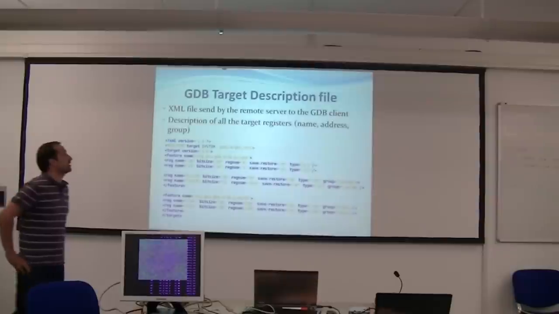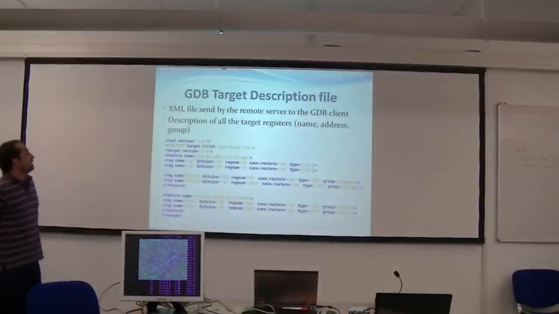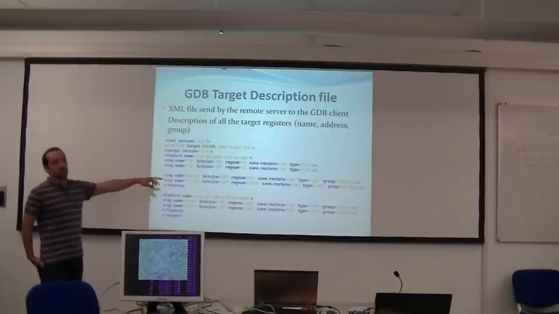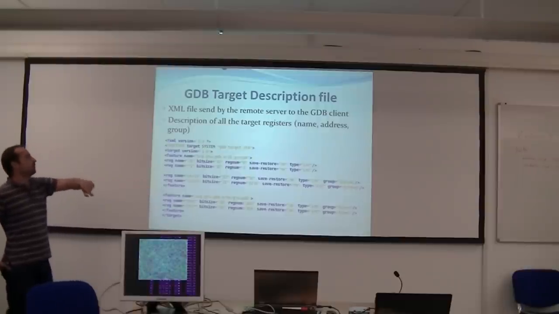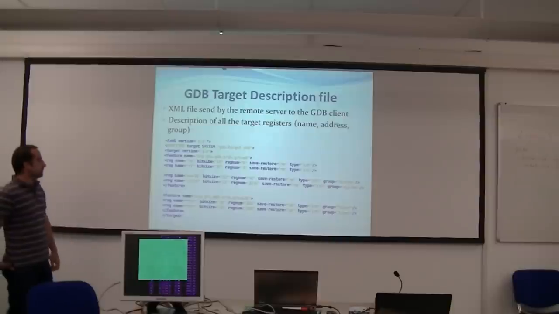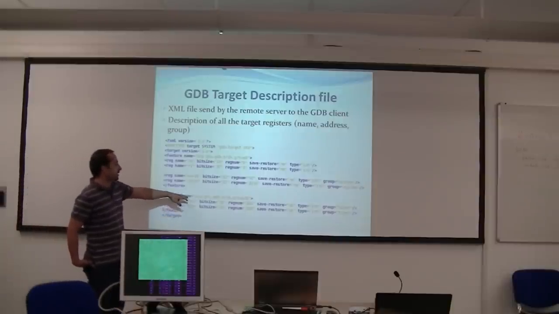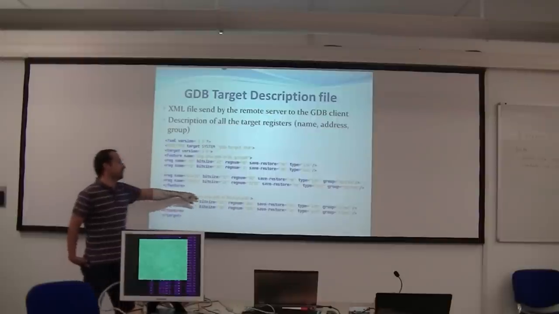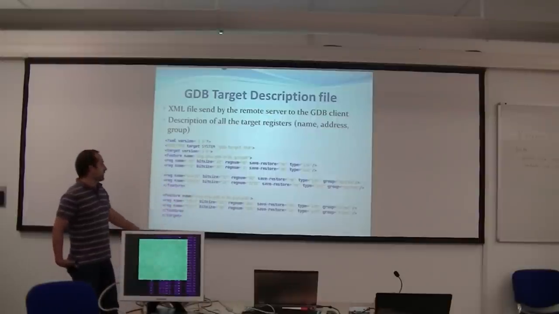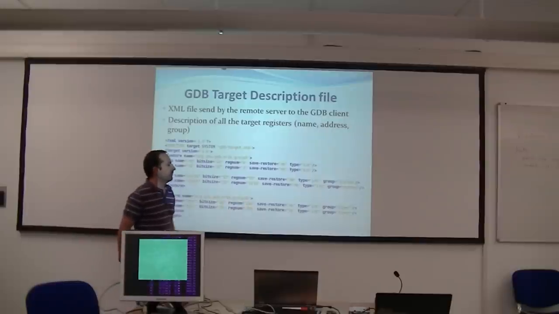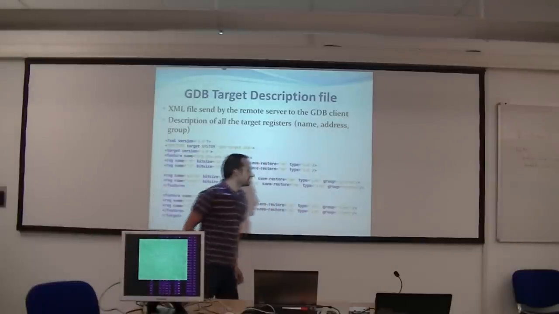So what is a target description file? It's an XML file where you have all the register descriptions. It is sent by the remote to the GDB client. So if, for example, you have the timer described here, it's in group 10 of the architecture spec. You have the register here, the register number, and the group here.